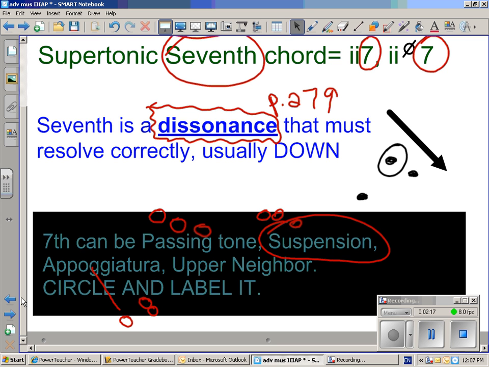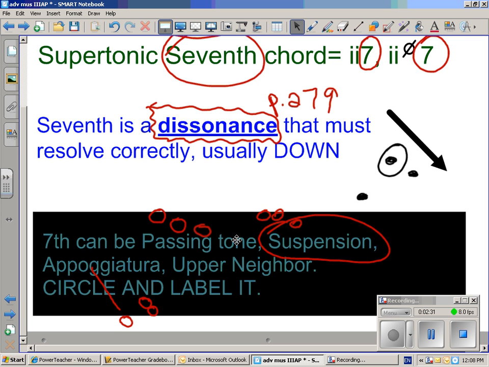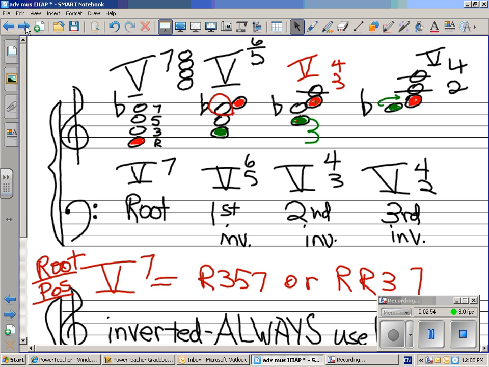On page 279, there are the 4 ways they come. They come as passing tone, resolving down. They come as suspension, resolving down. You could do it as an appoggiatura. Down here, leap to it and step down. And the upper neighbor. Notice they all step down to resolve. This is a pretty confusing page.